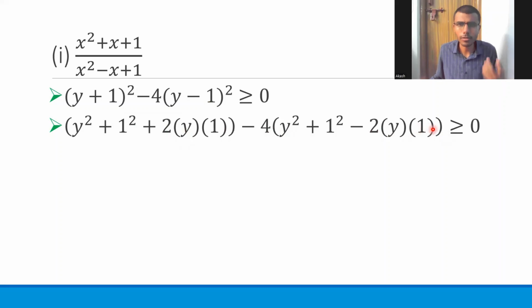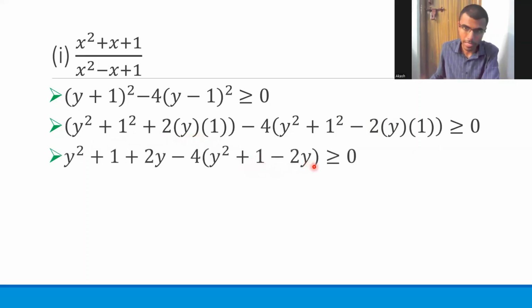It's always better to write a bit more steps so that the chances of going wrong would be low. In an exam, especially when we are a bit nervous about whether our answer is correct or wrong, it's better to write a few more steps so that you can go slowly and be confident that what you're doing is good. So y square plus 1 plus 2y minus 4 into y square plus 1 minus 2y. This should be greater than or equal to 0.